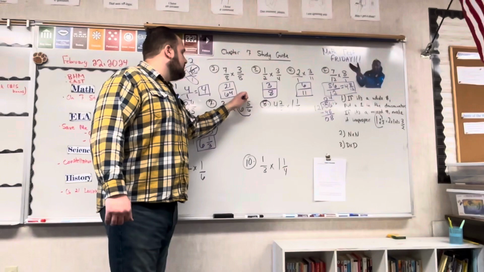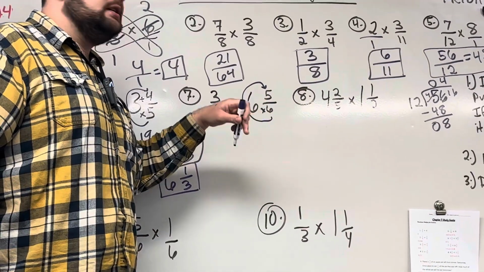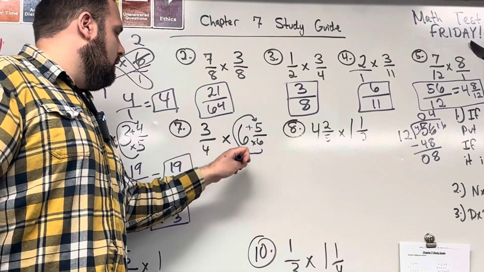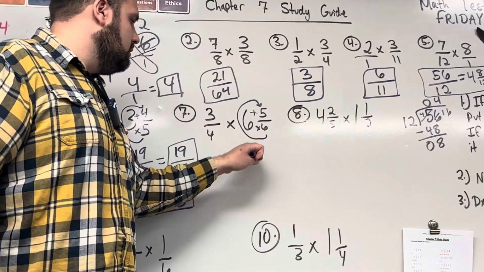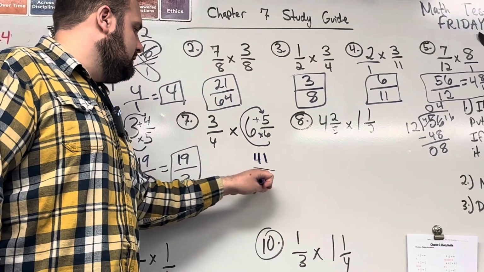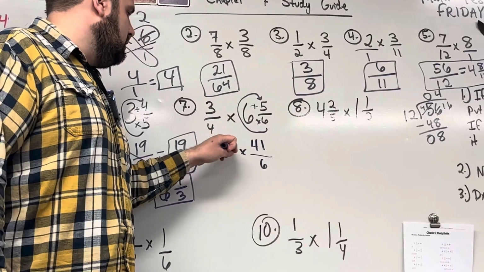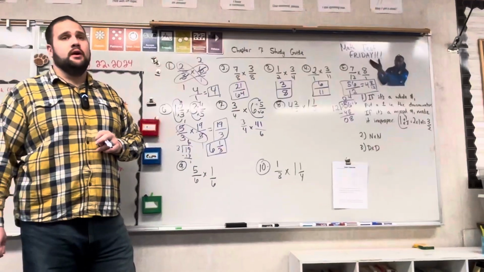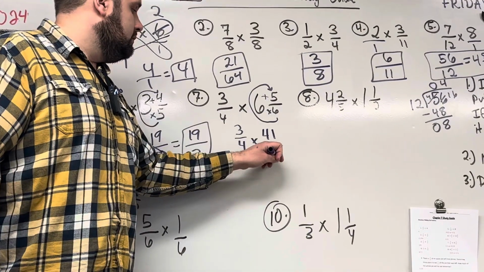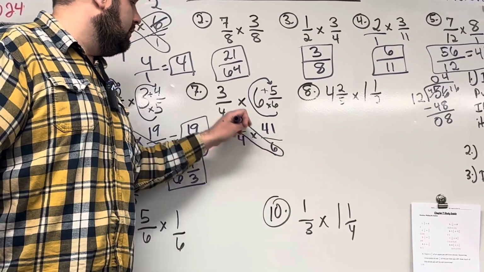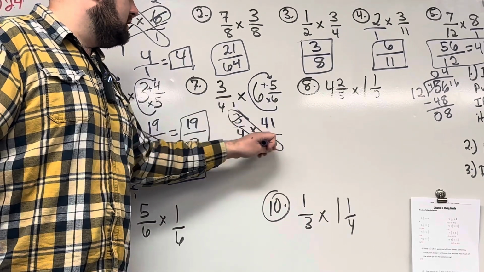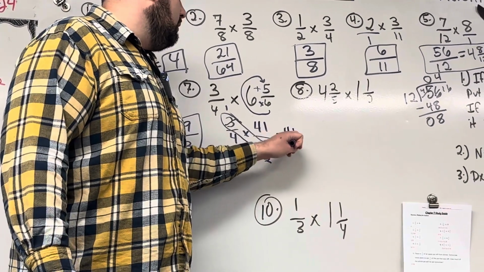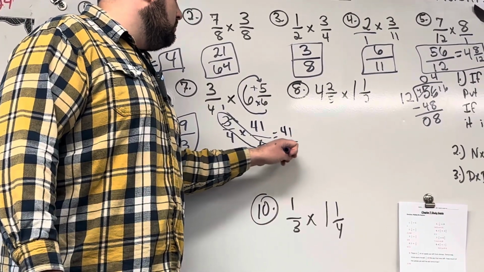We only got one mixed number here, so we got to multiply 6 times 6, which makes it 36, plus 5, which makes it 41, over 6, times 3 over 4. Now, I don't want to multiply 3 times 41. And I see that I have a 6 here, so once again, I can take a 3 out of both of these. 3 divided by 3 is 1, 6 divided by 3 is 2. Now I'm just multiplying 1 times 41, which is 41. 4 times 2, which is 8.